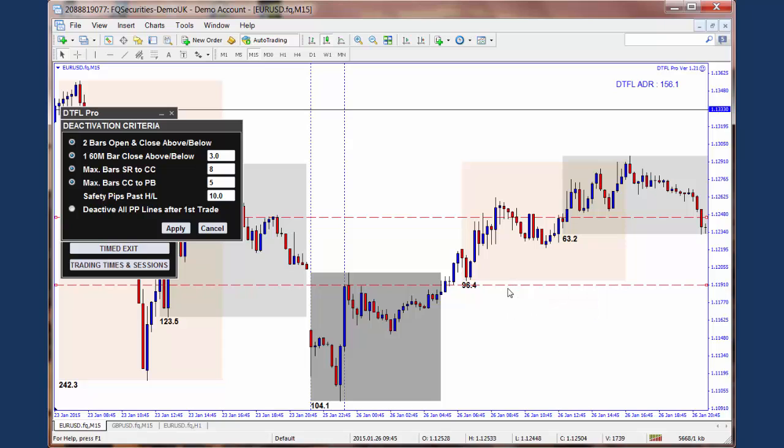So remember, there are 3 states for a PP level. It's the blue state when it first appears on the chart. Then there's the green state when it's been activated, and then there's the red state when it's been deactivated.